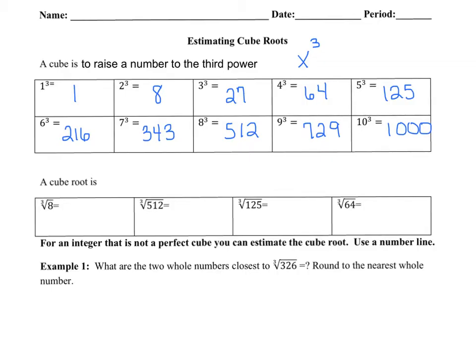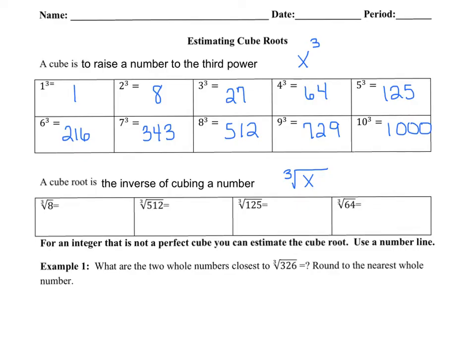So now let's discuss a cube root. We just talked about a cube. A cube root is the inverse of cubing a number. The symbol of a cube root has a 3, looks like a square root symbol, and we'll put x in the center. So that is your cube root symbol.